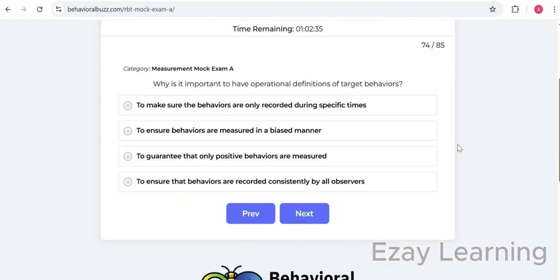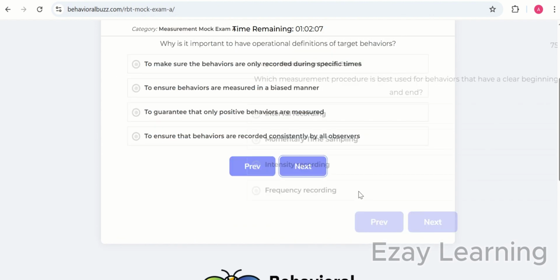Why is it important to have operational definitions of target behavior? When there is an operational definition of target behavior, the behavior is recorded consistently, whether there are multiple observers.